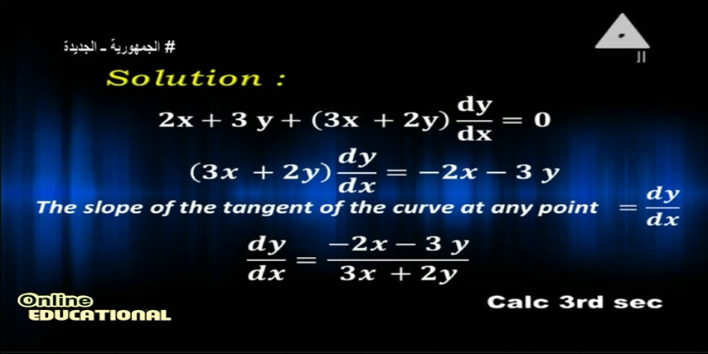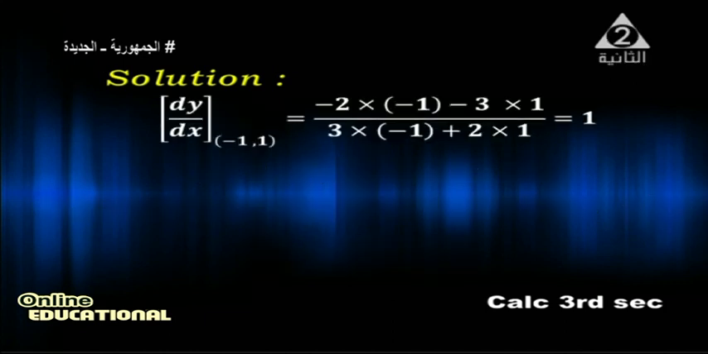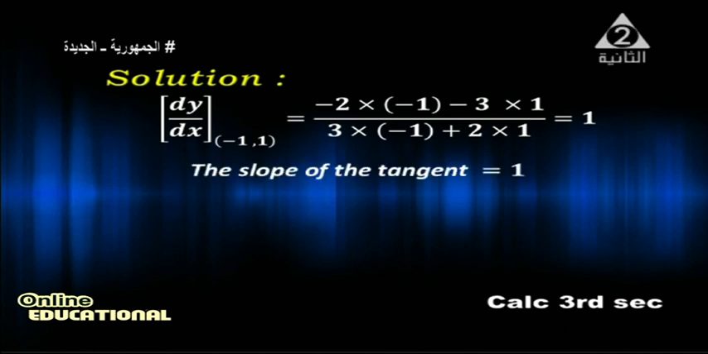Now, dy/dx at the given point (-1, 1) equals (-2 multiplied by -1 minus 3 multiplied by 1) all over (3 multiplied by -1 plus 2 multiplied by 1). Then the slope of the tangent equals 1.